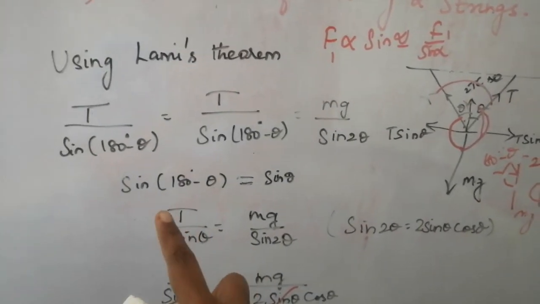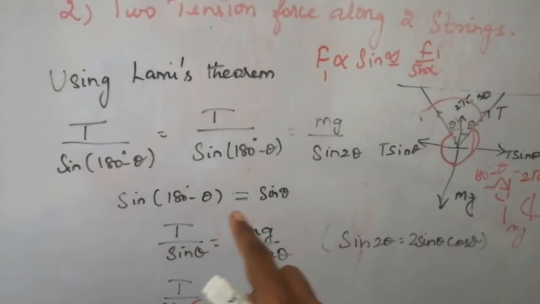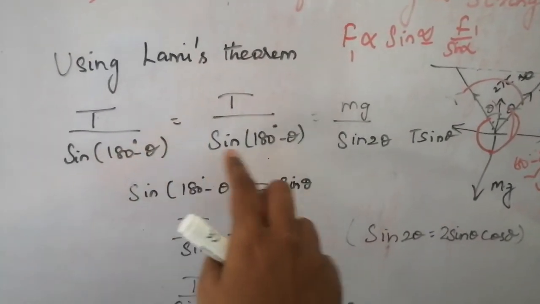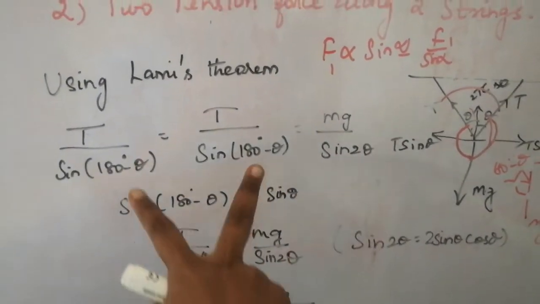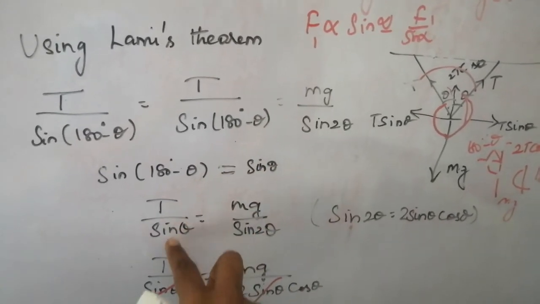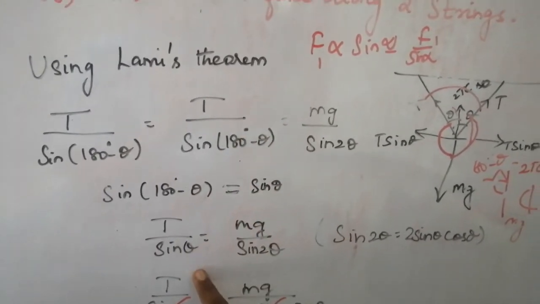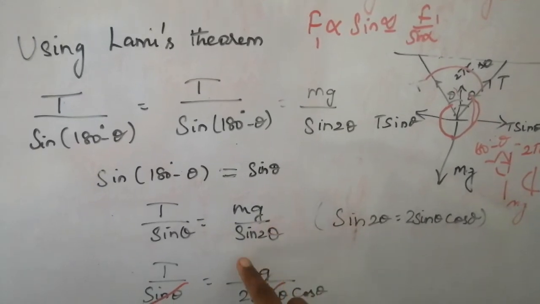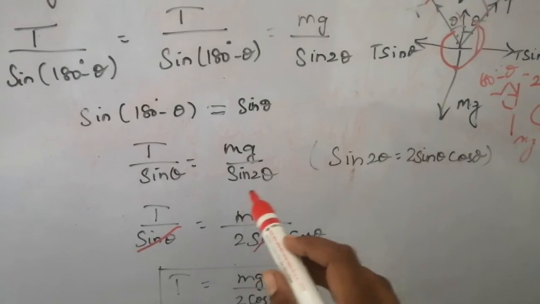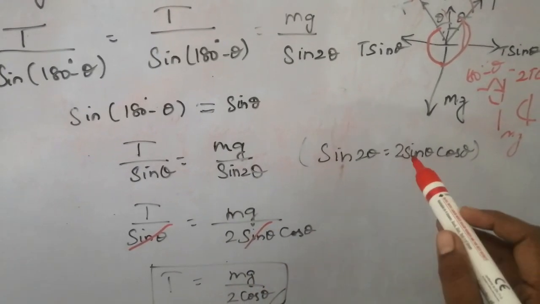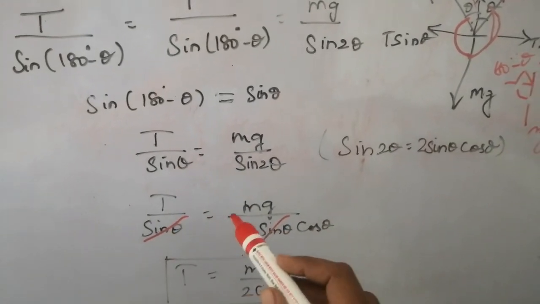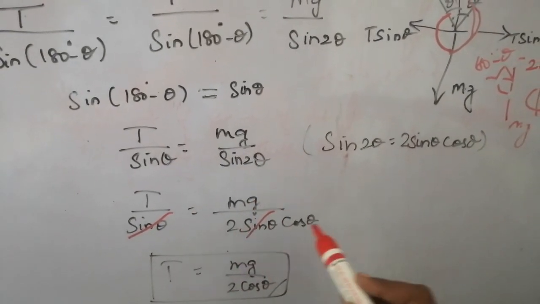And by trigonometric identity, sine of 180 minus theta is nothing but sine theta. So instead of this, you can write it as sine theta and sine 2 theta. So these two expressions are the same, so you can equate them: T by sine theta equals mg by sine 2 theta. And again by trigonometric identity, sine 2 theta is nothing but 2 sine theta cos theta. So replace that here. It is T by sine theta equal to mg by 2 sine theta cos theta.